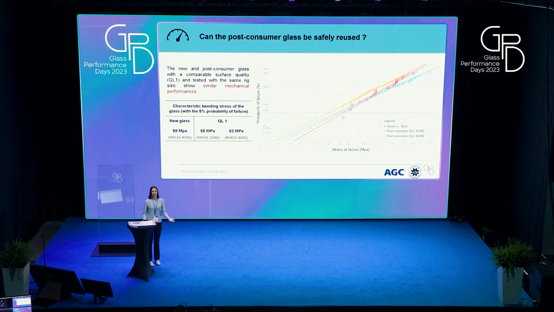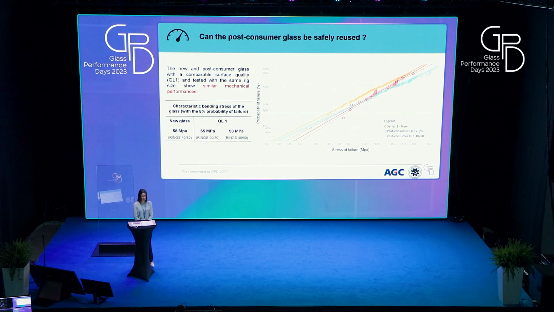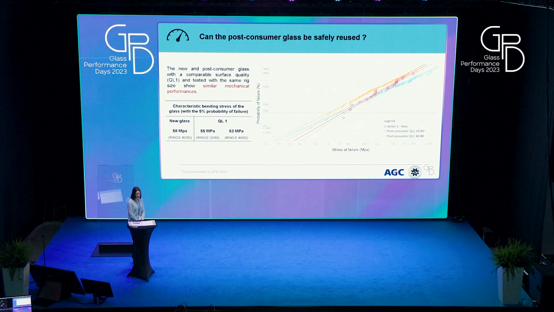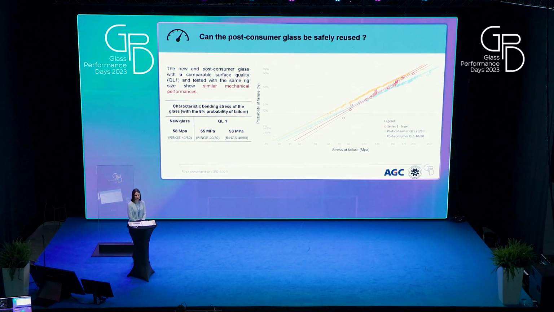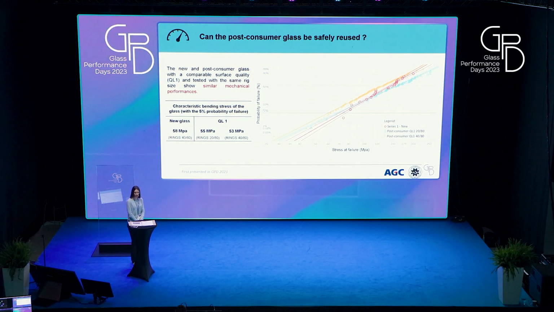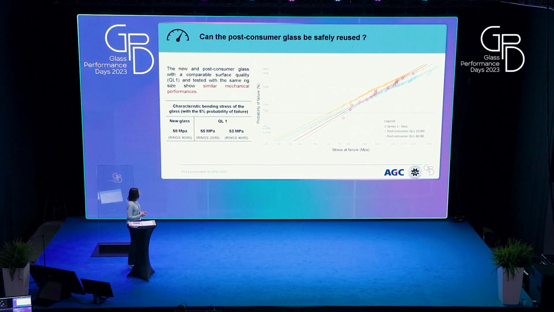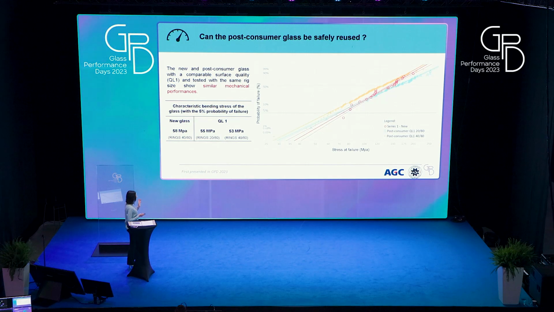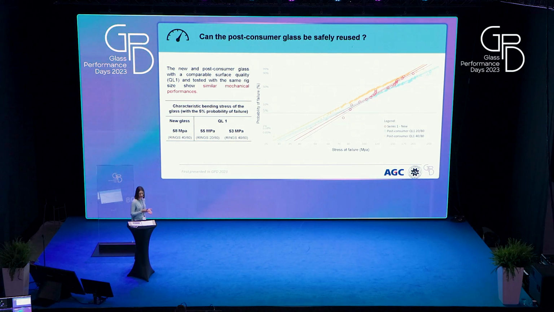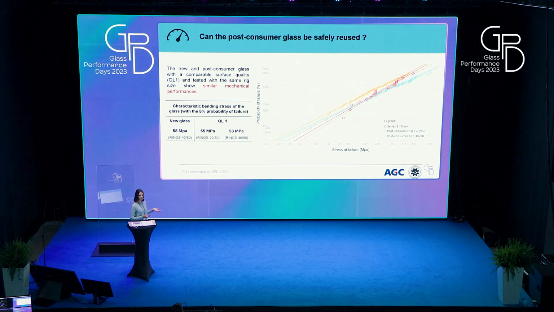So once we visually classified the glass, we performed mechanical investigations. We tested with the coaxial double ring test around 30 series of glass with the 10 millimeter sample dimensions. And the failure stress data that we collected was statistically analyzed with the 2-parameter Weibull distribution. Here you can see, both in the table and in the graph, the comparison of the characteristic bending strength results for the quality level 1 glass and the new glass, because we tested also a series of new glass.